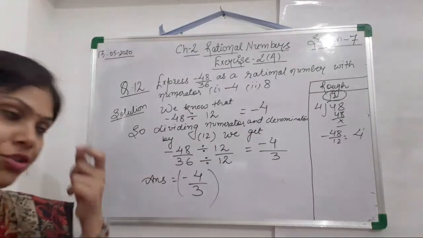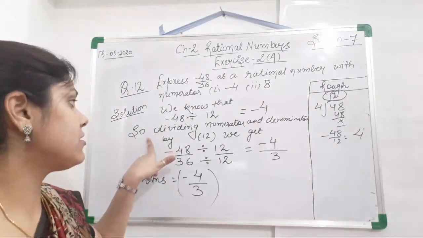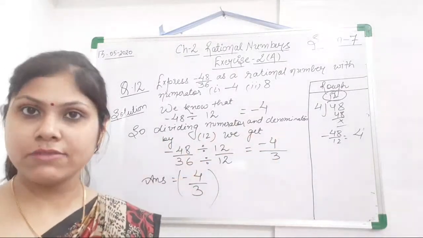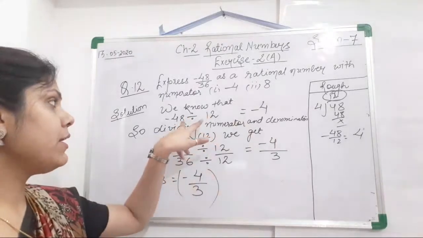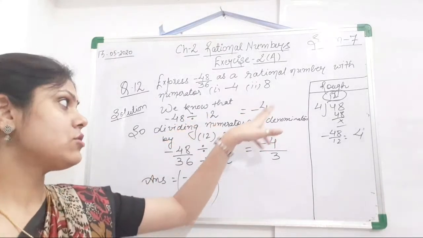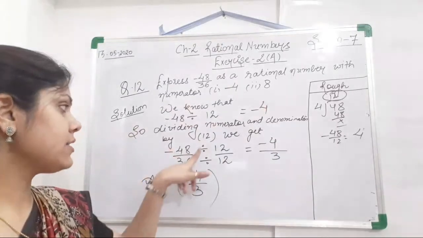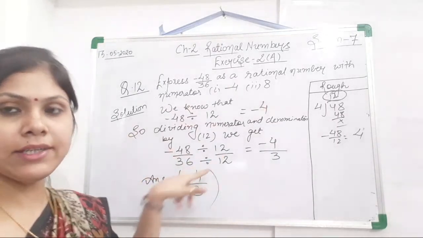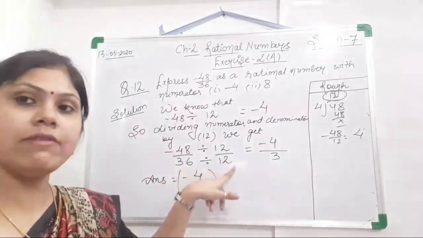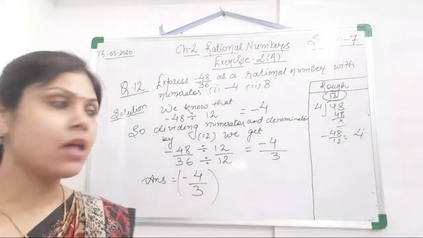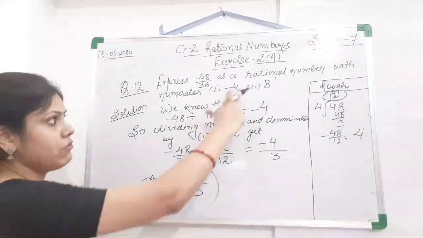In that question also I said it's not necessary to write this. You can do it directly, and you will still get full marks. So directly you can show: minus 48 divided by 12 is equal to minus 4. Therefore, minus 48 upon 36 divided by 12 in the numerator and divided by 12 in the denominator, you will get the required answer. Clear? Now I am doing the second one.